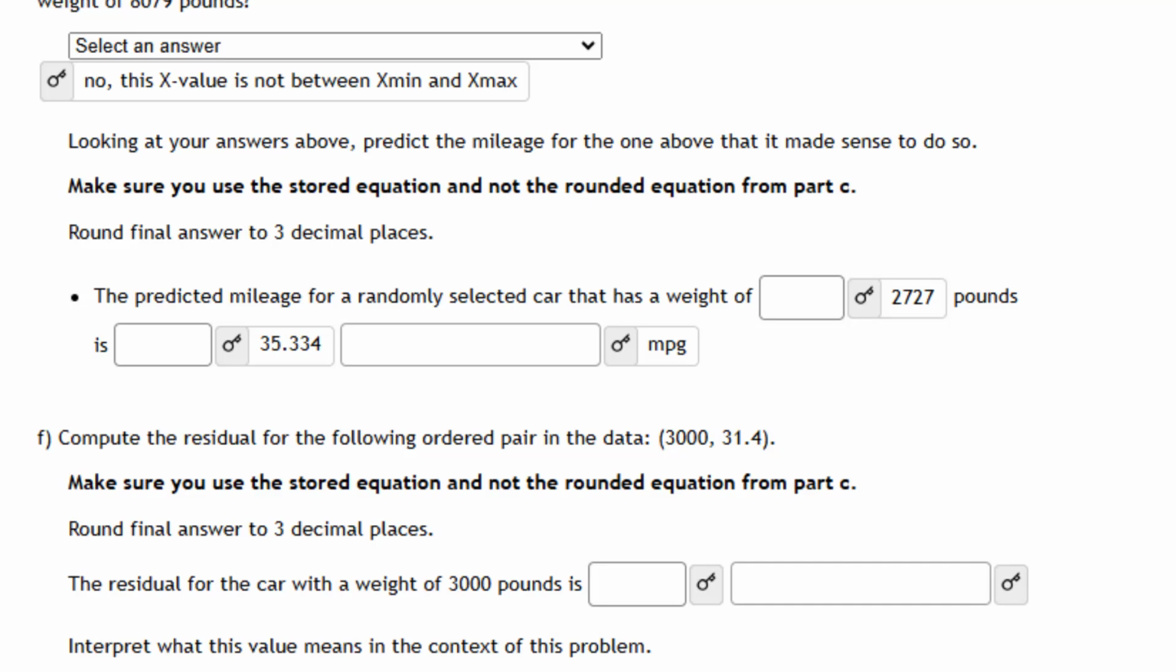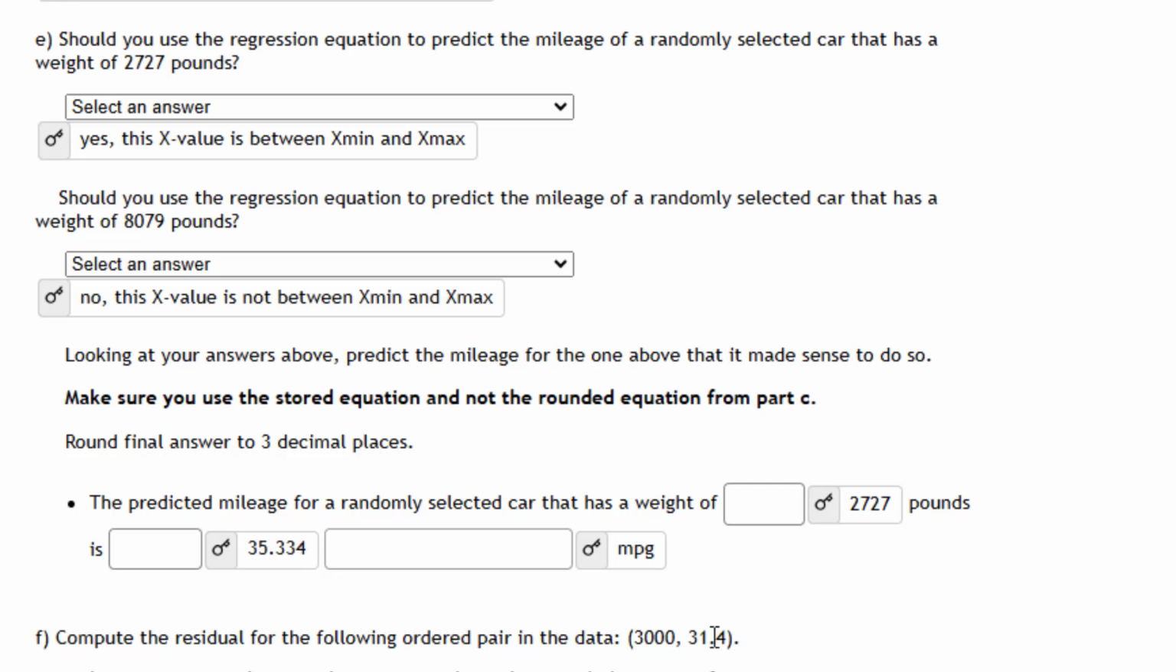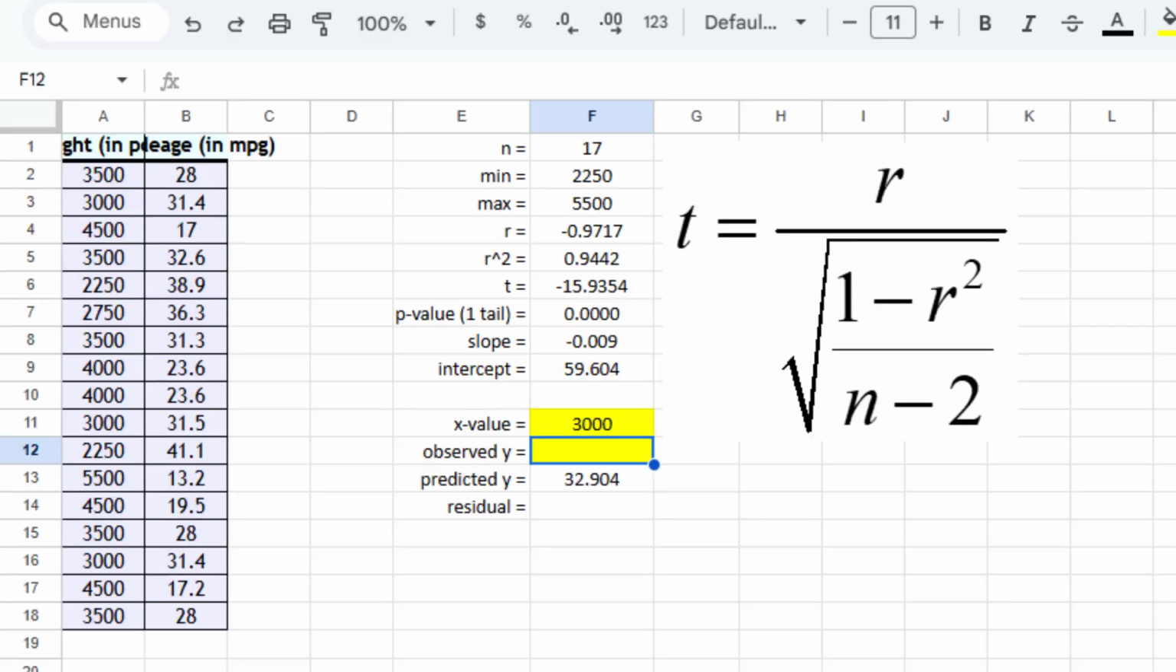So let's go back to our calculator. We have a 3,000-pound car, and we observed that a 3,000-pound car had 31.4 miles per gallon. So that's the observed y, 31.4 miles per gallon. The predicted y is 32.94. See, because the way I set this up, it just takes whatever I put here as my x, right? So it does slope times x plus b, and it gives me my new prediction. So my new prediction is almost 33 miles per gallon.